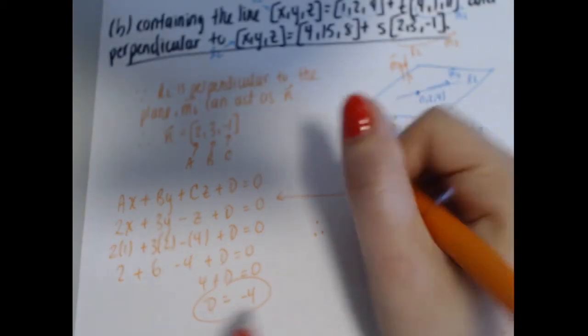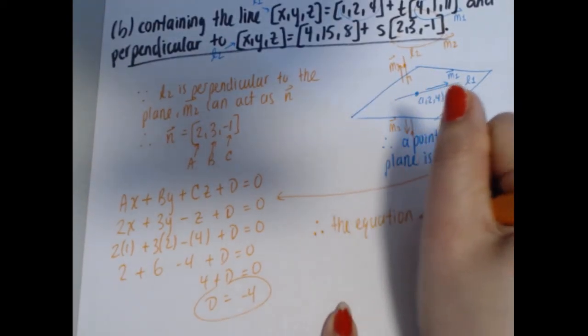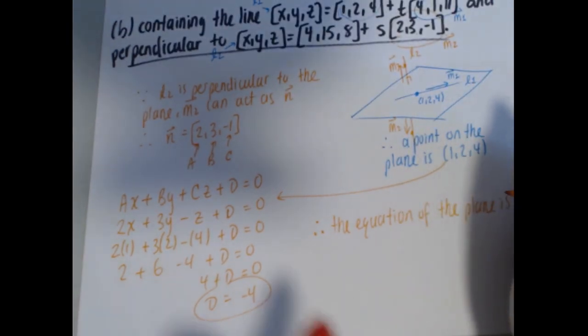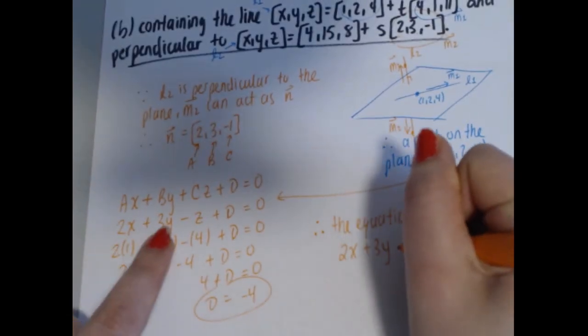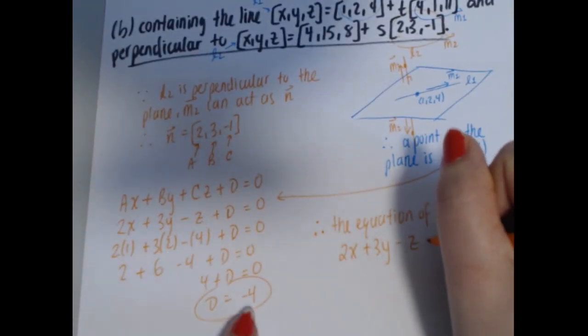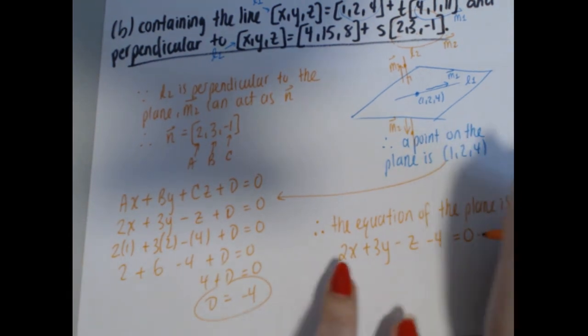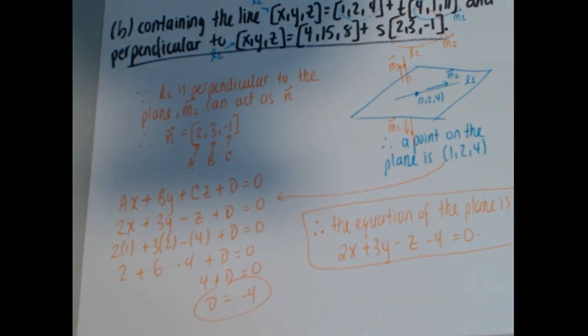So therefore, the equation of the plane is 2x plus 3y minus z plus d, where d is minus 4. So minus 4 is equal to 0. Okay, so that is the end of lesson 8.3, properties of planes.